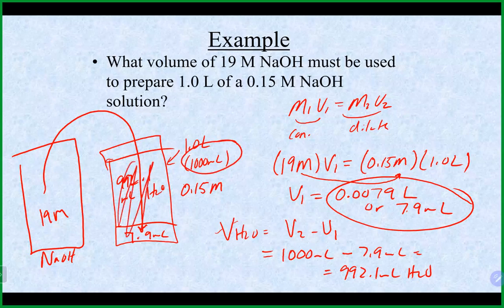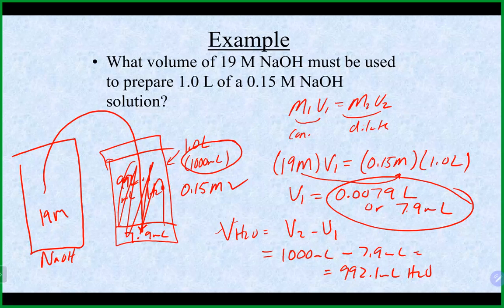We would then obviously mix it up really good, and we then should have a solution that has a concentration of 0.15 molar. So again, a lot of times in these dilution problems, they sometimes will ask you how to make it or how much water you need to put in there. So you want to make sure, again, you read them carefully. Any questions on that there?